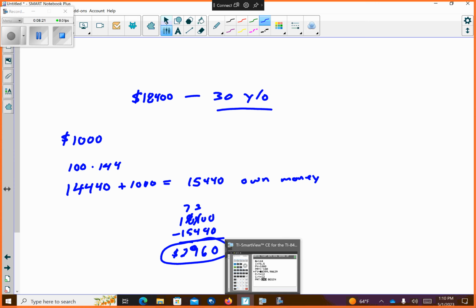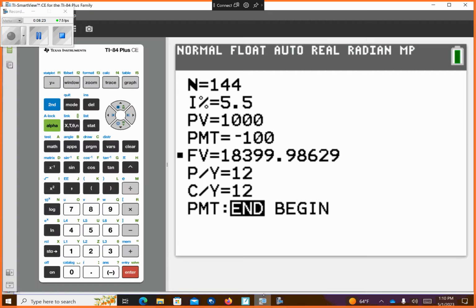So let's go back to our TVM solver, and we're going to start changing some things. We'll start up with the N. So if you get paid every other week, there's 52 weeks in a year. That's 26 payments for 10 years. Okay, so you have 260 payments that you're going to put in. It says it's going to earn 6% interest. Notice I did not change this 6% to 0.06. It's compounded every pay period.